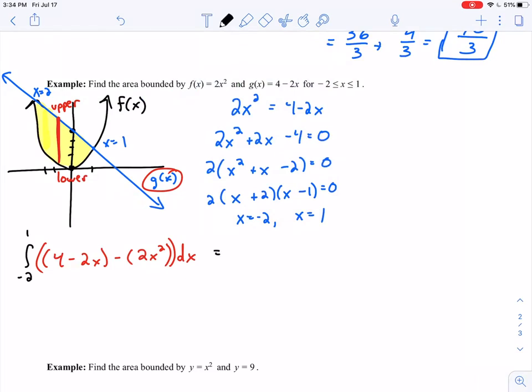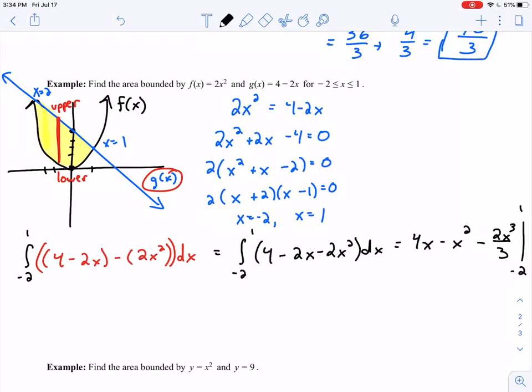Here it doesn't really simplify all that nicely. I will have, let's see, -2 to +1 of 4 minus 2x minus 2x squared dx. There are no like terms or anything that I can combine. So first thing I need to do, of course, is find my antiderivative. So I should have 4x minus x squared minus 2x to the third over 3. And I'd like to evaluate that at 1 and -2.